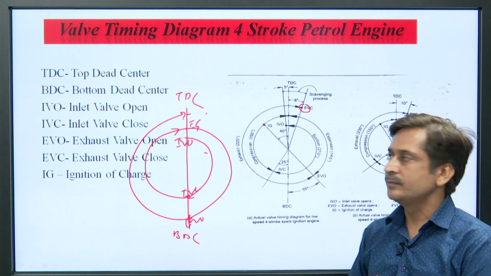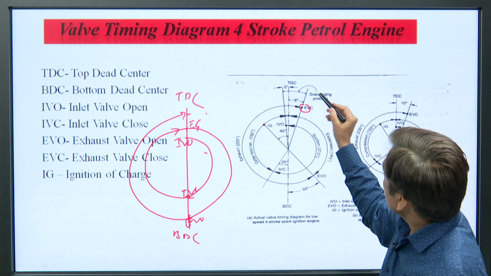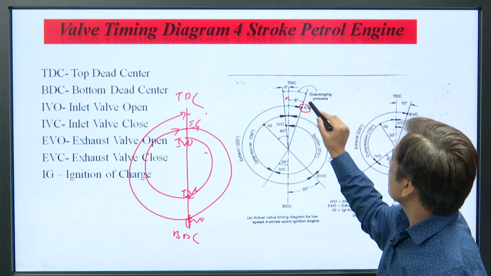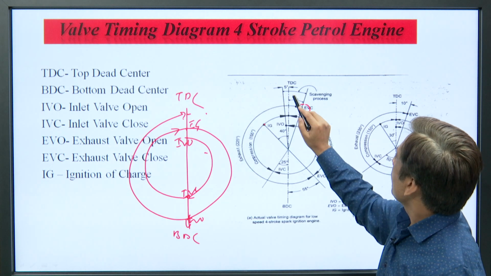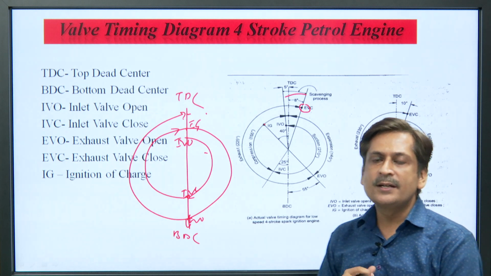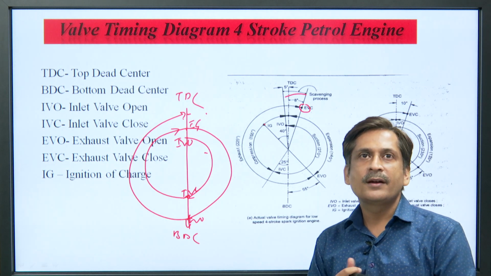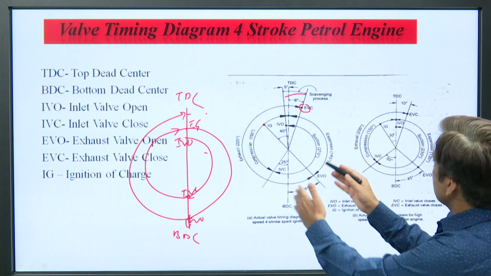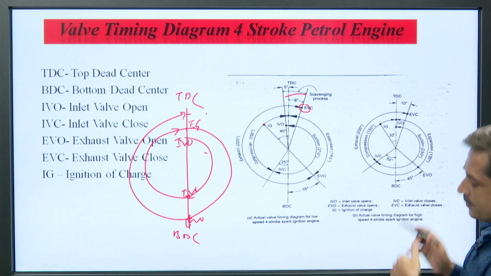chamber. You can see here the period where the inlet valve and exhaust valve are both open, called the overlap period. The overlap period is lesser for petrol engine and higher for diesel engine. This is the same diagram, but it is for very high speed.